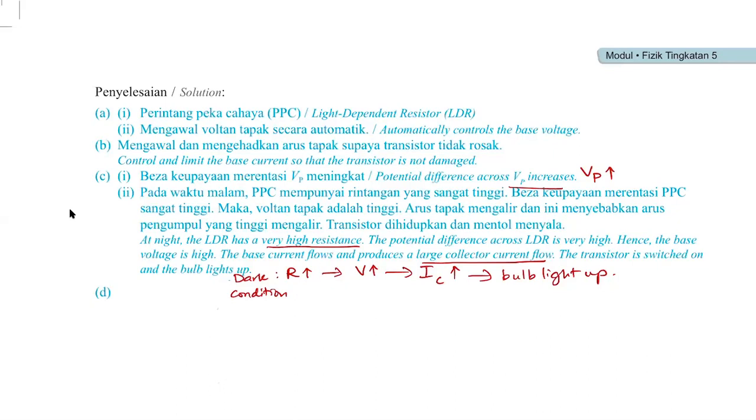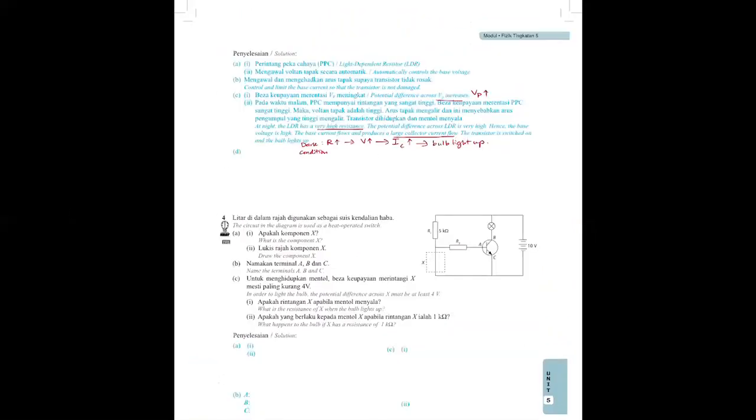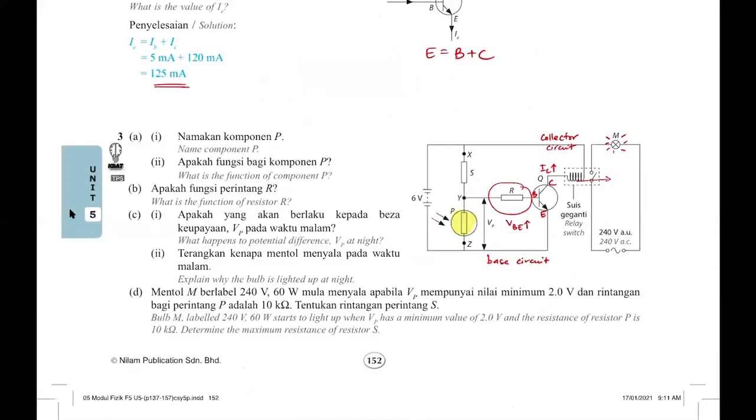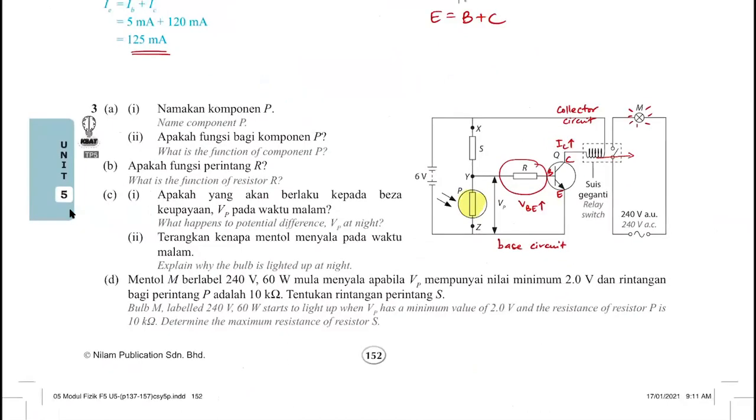Boleh? Okay, last one kah? Oh, ada sampai 4. Okay, yang number D. This one is the calculation punya. D. Bulb M, 240 volt, 60 watt. Starts to light up when VP has a minimum value of 2 volt. So at least di sini adalah 2 volt for it to be able to light up. And the resistance of resistor P is 10 kilo ohm. Determine the maximum resistance of resistor S.